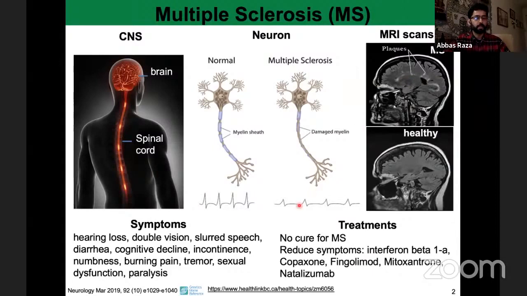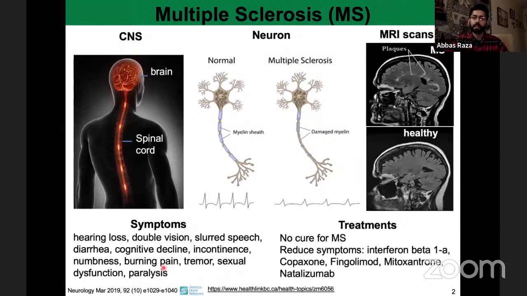Because of this damage, the neuron is unable to do its proper physiological function, and you can see here that the impulse firing is actually dysregulated. Since this can happen throughout the CNS, and since each part has a different function, the symptoms are also very variable. So you can have hearing loss, double vision, slurred speech, cognitive dysfunctions. And in 50% of the cases, once the disease is diagnosed, within 10 to 15 years they are in a wheelchair. So it's a really bad disease to have.